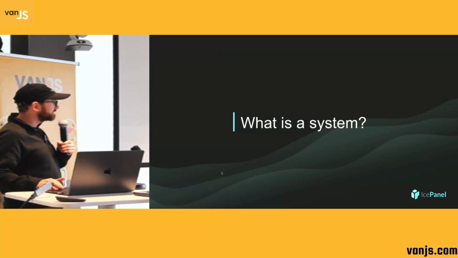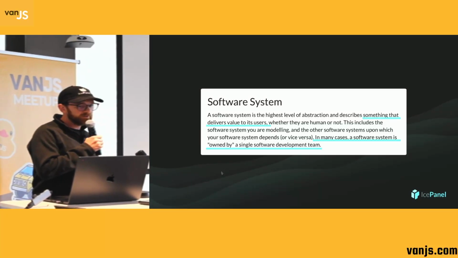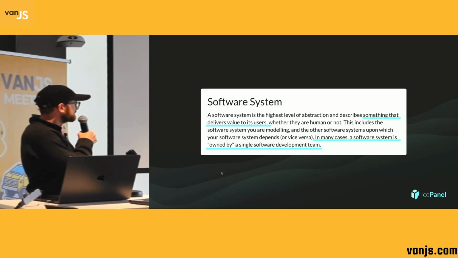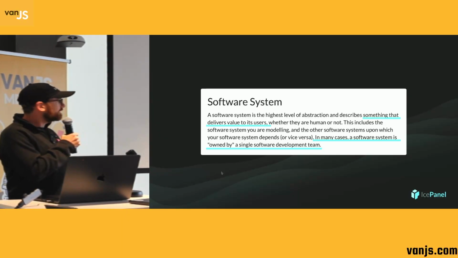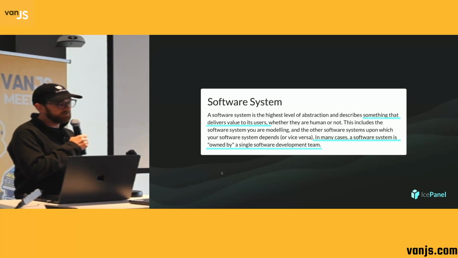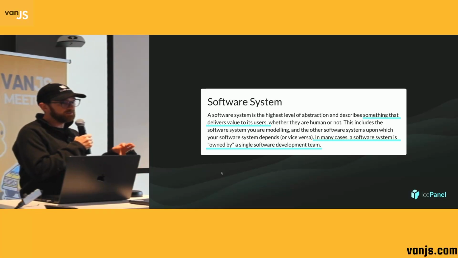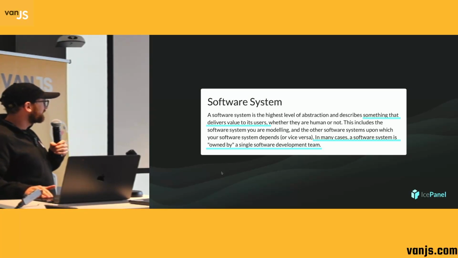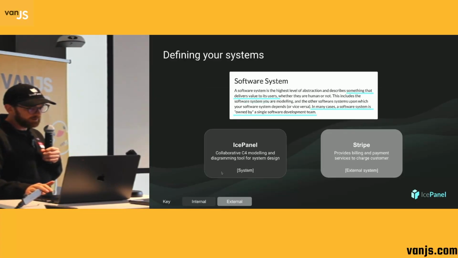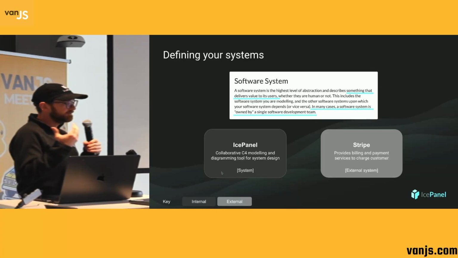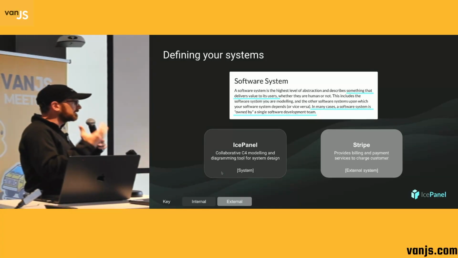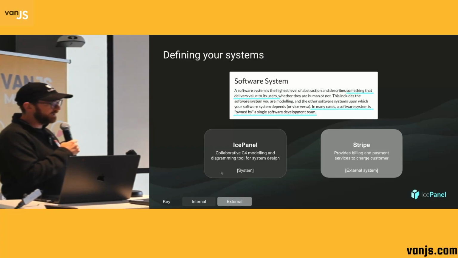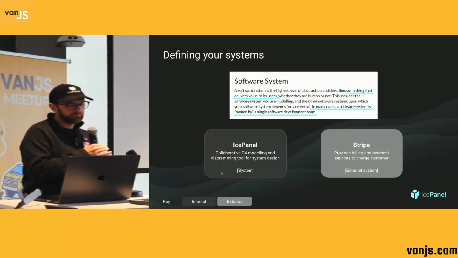So what is a system? Well, a system is just something that delivers business value for you or for your users. In many cases, this software system is owned by a single team. Yeah, so there's not much to it other than that. At IcePanel, we have one system because we deliver one kind of unique business value, which is this modeling tool. So we model that actually as one system.